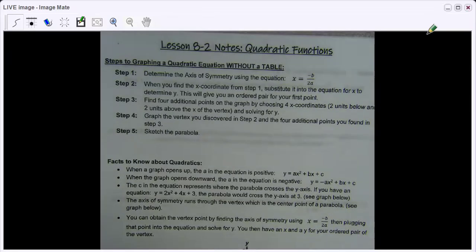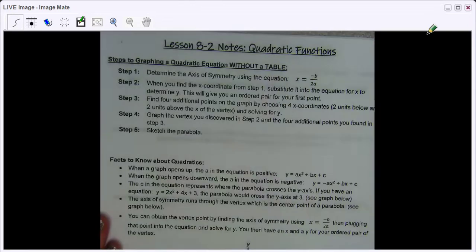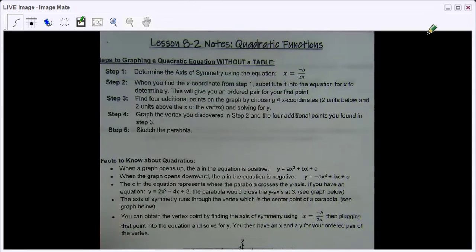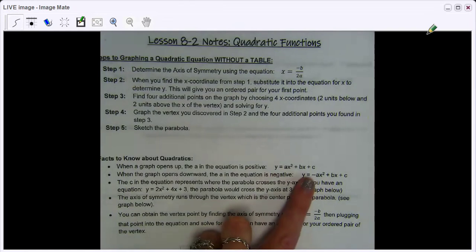Okay, so 8-2 is quadratic functions. So we are going to be graphing some of these quadratic functions. And sometimes when you get a quadratic equation, you can't just simply enter in -2, -1, 0, 1, or 2, nor can you just enter in multiples of a fraction. So anytime you get a full quadratic equation where you have the middle term, there's a very easy way to find the right numbers so that you can graph.